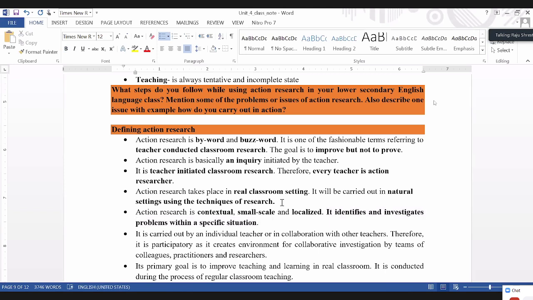And it is because of this that action research is very important. If you know these three or four things, how to conduct it, what the issues of action research are, how to prepare the report, then you can get through action research in this unit. So it is carried out by an individual teacher or in collaboration with others. It can be collaborative and it can also be individual. Therefore it is participatory, as it creates an environment for collaborative investigation by teams of colleagues, practitioners, researchers.